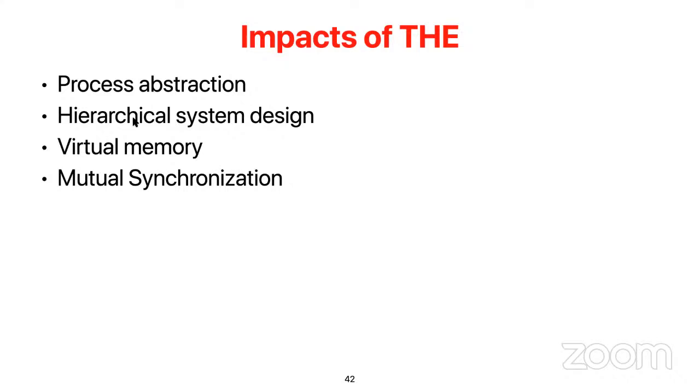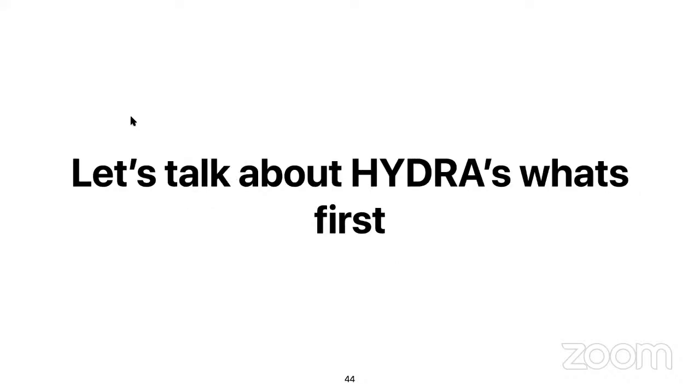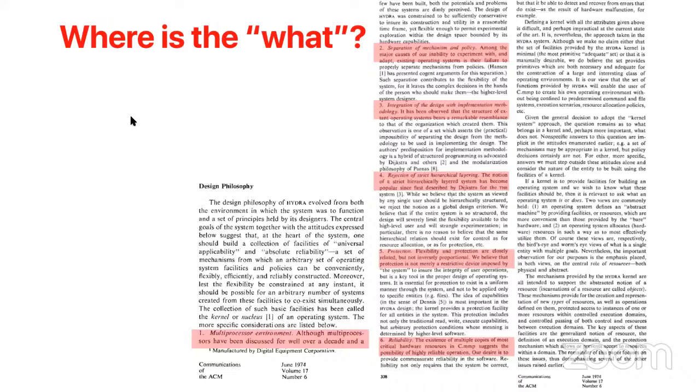Now I'm going to navigate you through the second paper, Hydra, the kernel of a multiprocessor operating system. For this paper, as I said, when we read a paper, we always want to compare and relate it with the papers that we have read before. So because we want to compare, I want to talk about the what's first. The what's of the paper you can find in its design philosophy.